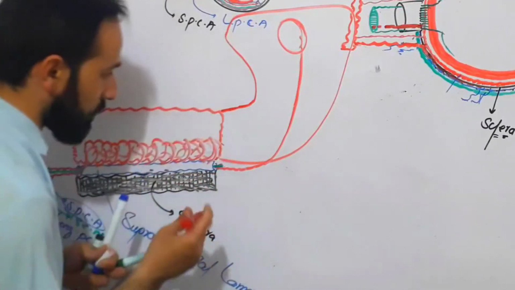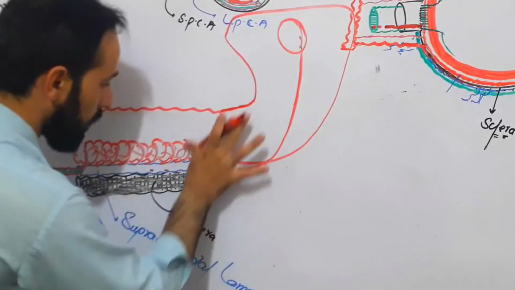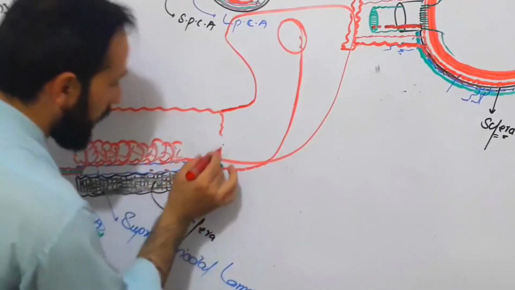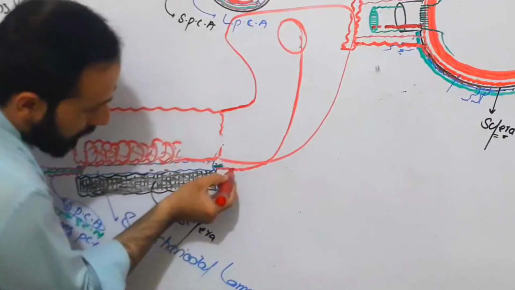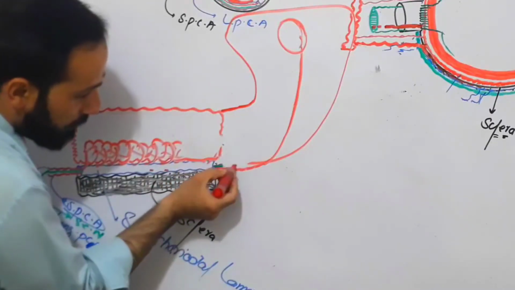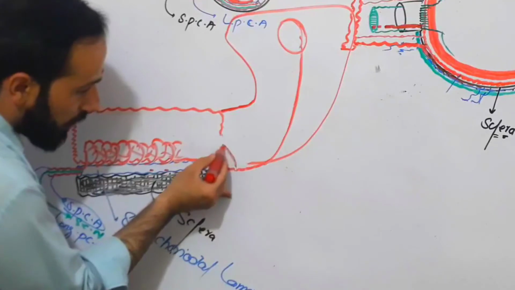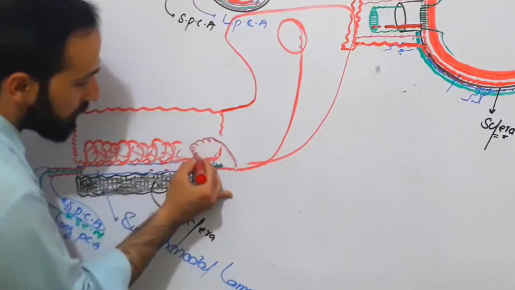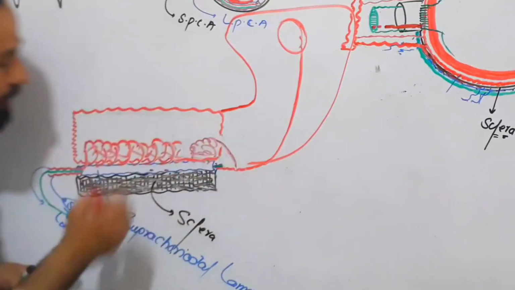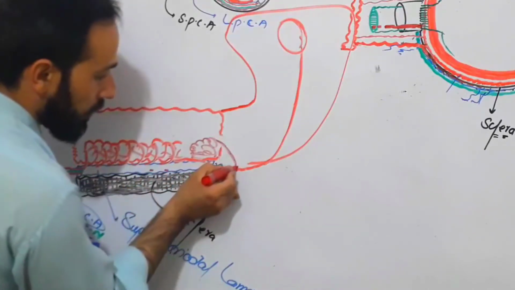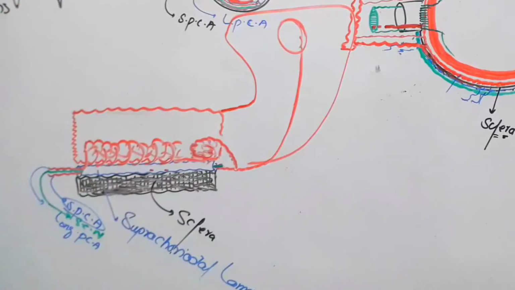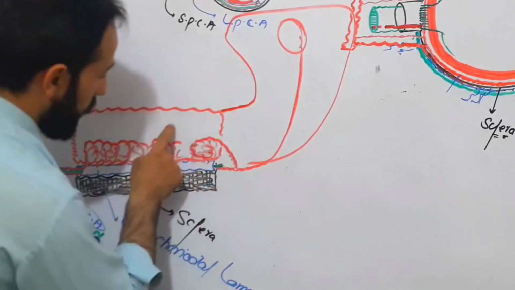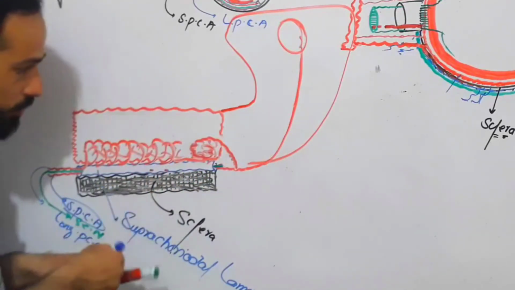And then what happens? Look carefully. The anterior part of this choroidal layer is also supplied by some branches from the long ciliary artery, which also comes and makes loops here and supplies the anterior part of the choroidal layer. So the long ciliary arteries, I told you, also give some branches towards the choroidal layer.